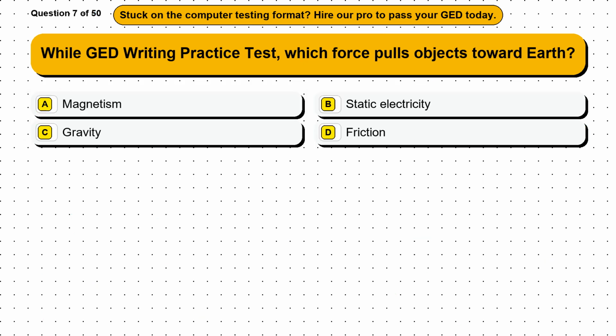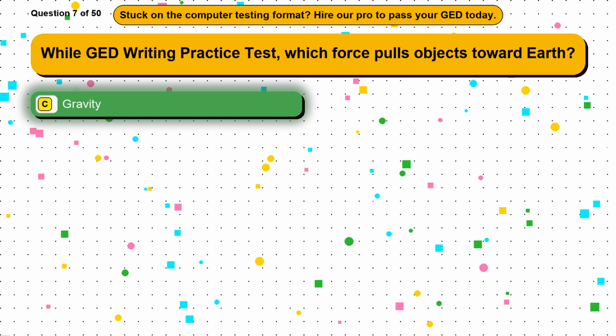Question 7. While GED Writing Practice Test, which force pulls objects toward Earth? Option A magnetism. Option B static electricity. Option C gravity. Option D friction. The correct answer is option C.